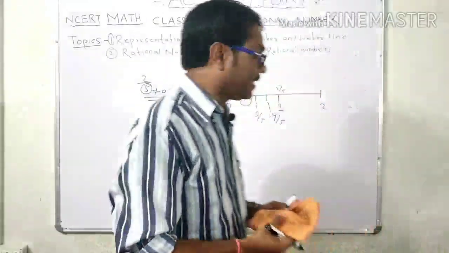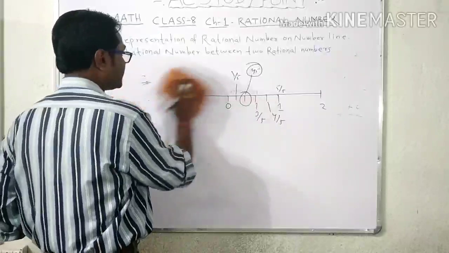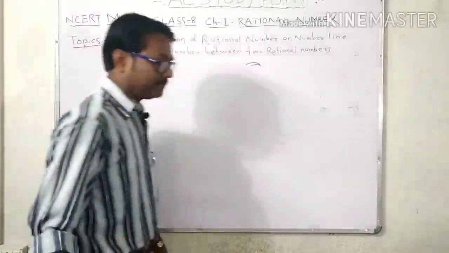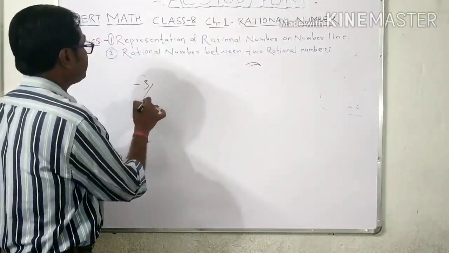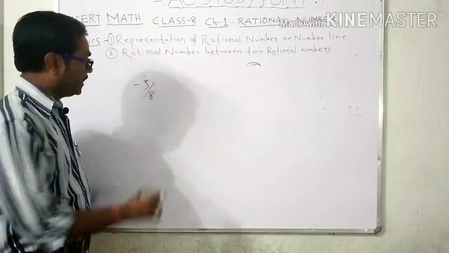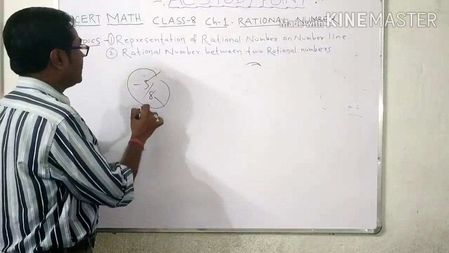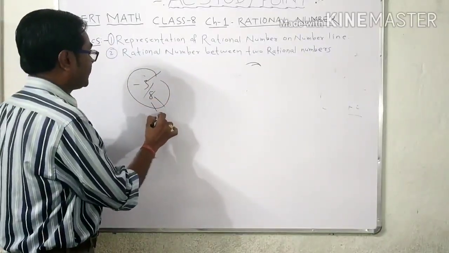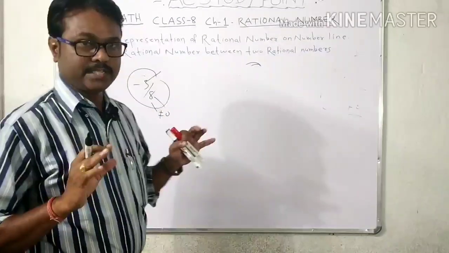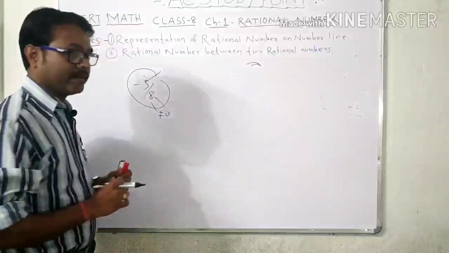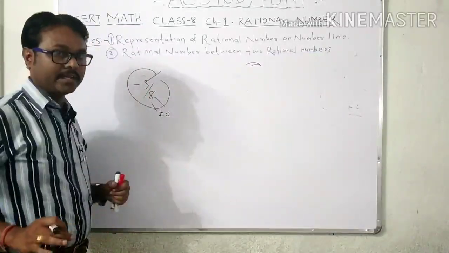Let us do that one also. Suppose one rational number, I am telling you, is minus 3 by 8. So it is one rational number. Why? Because this is one integer, this is one integer, and the denominator is not equal to 0. It satisfies the criteria of a rational number. Then how do we represent this on the number line?